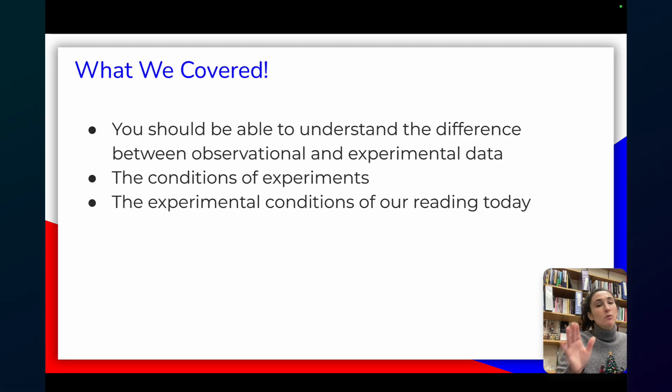So what we covered, you should be able to understand the difference now between observational data, which is what is used with regression analyses, and experimental data, which is what we talked about today. Finally, you should know about the conditions of experiments, and this video should have given you a better sense of what the experiment looked like from our reading for today. If you have any questions about this, or if you're curious about how to do this for your own research, please let me know.